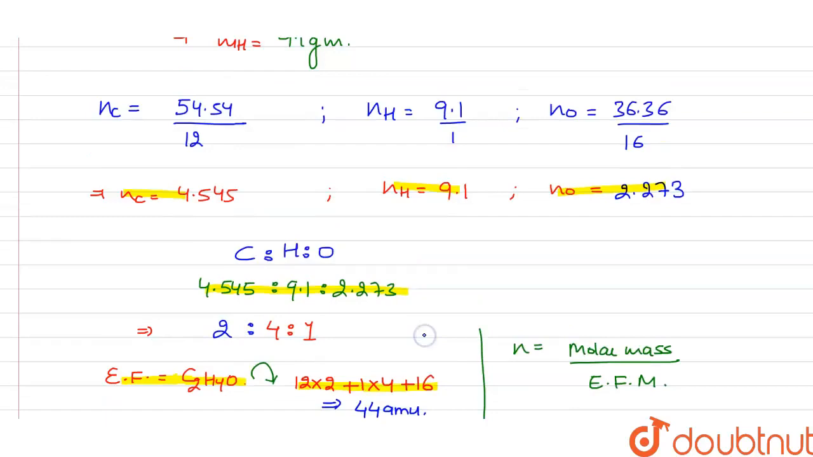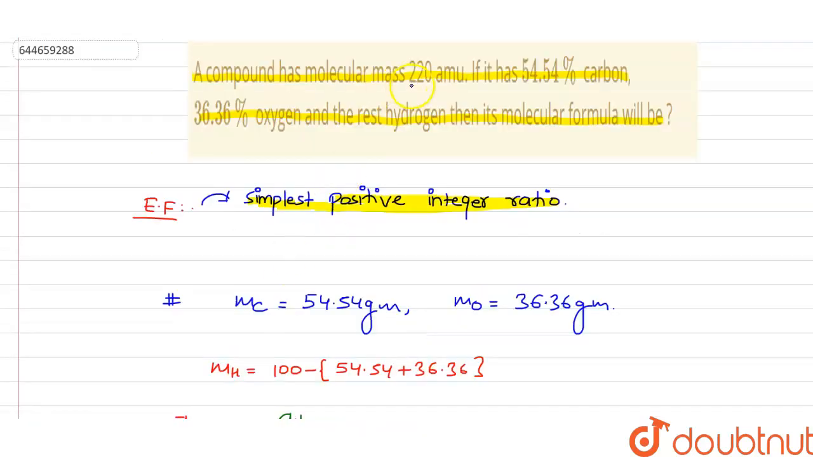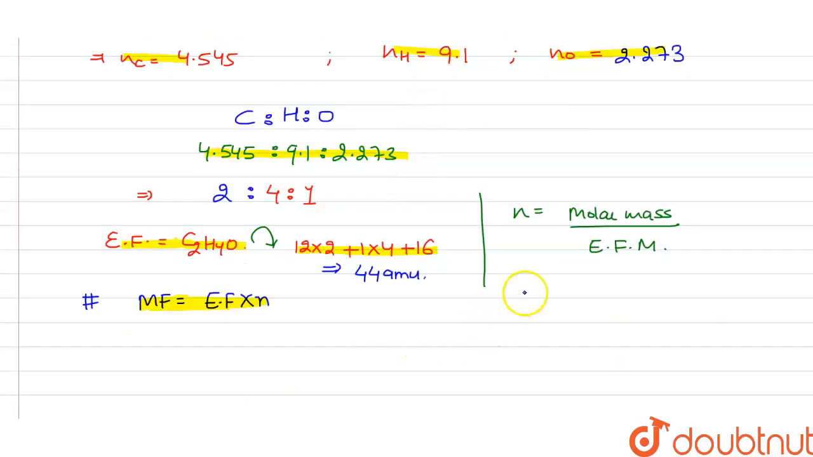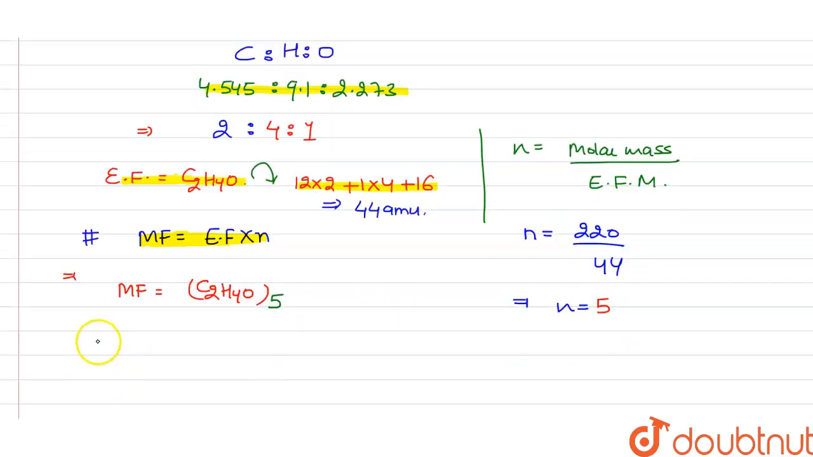So the empirical formula mass will be equal to 44 AMU, or gram per mole. And in the question the compound has the molecular mass as 220 AMU. So we can easily find the value of n. It will be 220 divided by 44. On solving it, we get the value of n as 5. So the molecular formula of the compound will be (C2H4O) times 5. If you want to expand it, the molecular formula will be C10H20O5. So this is the answer.